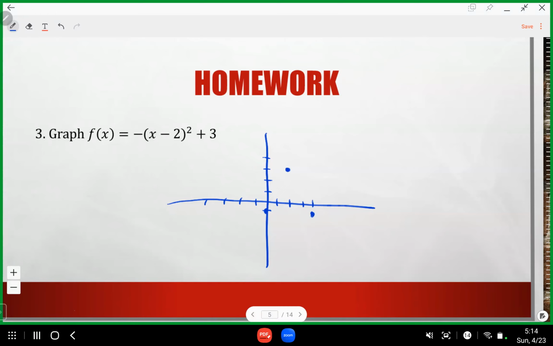So a fourth point would be (1, 2), and a fifth point will be (3, 2), because if x is 3, y is also 2. Yeah, this is very good.